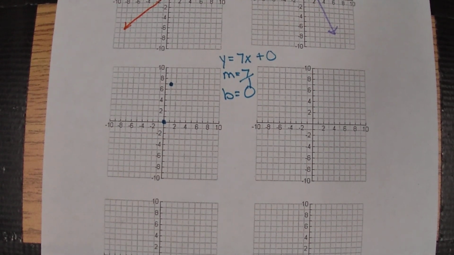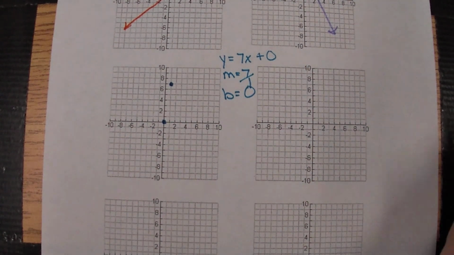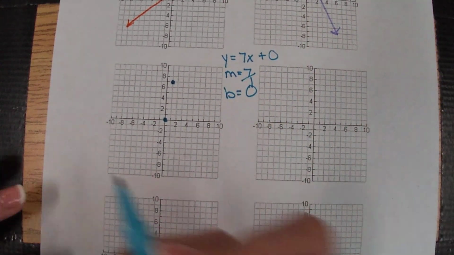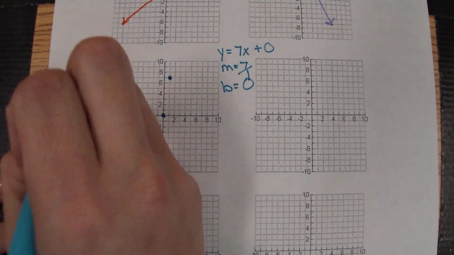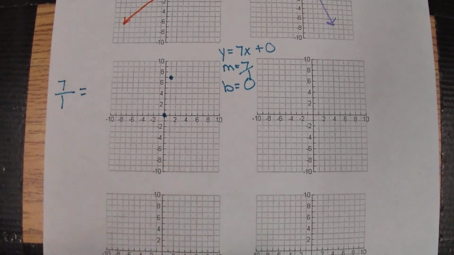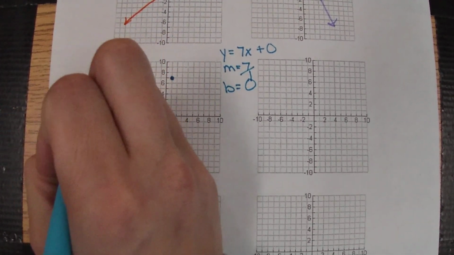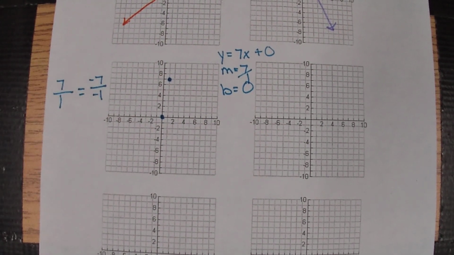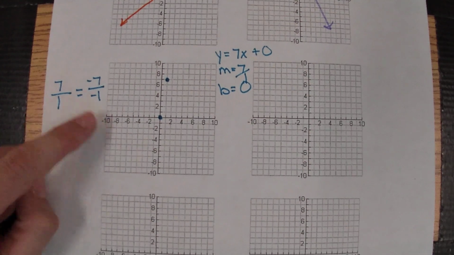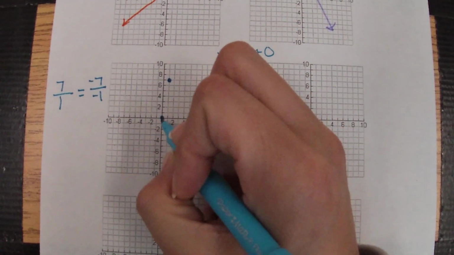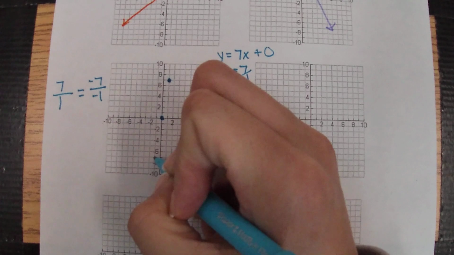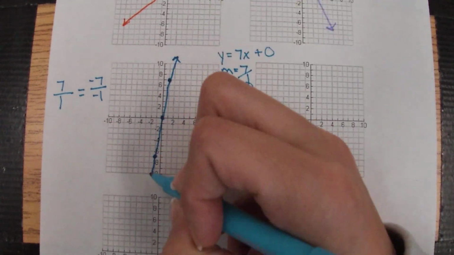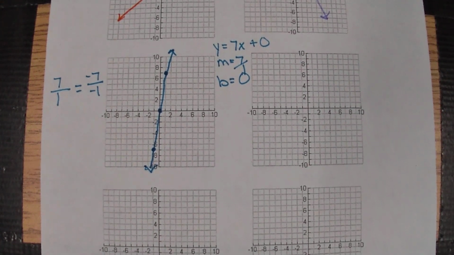Okay, and the way we're going to do that is by making an equivalent fraction that includes negatives. And I'm going to do that by changing the sign of both of the numbers. So a positive 7 becomes negative, a positive 1 becomes negative, right? And 2 negatives make a positive, which means it's equivalent, maybe not reduced, but equivalent. So I can go down 7 and left 1. Now, you wouldn't have to write that slope down with the negative signs. You can just know that that's what you need to do.